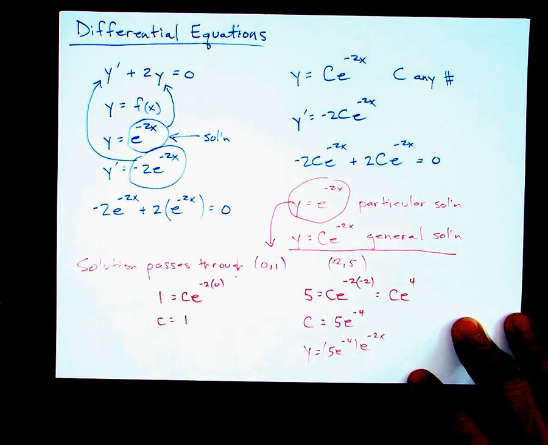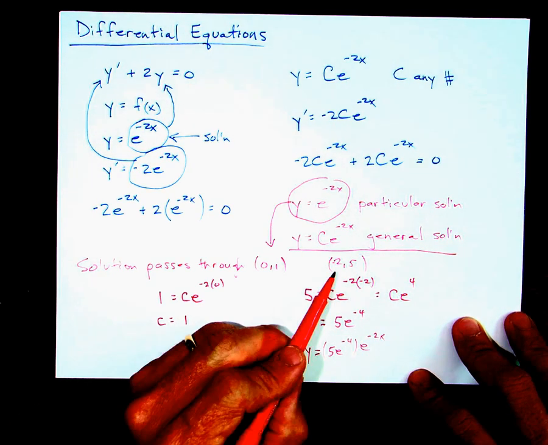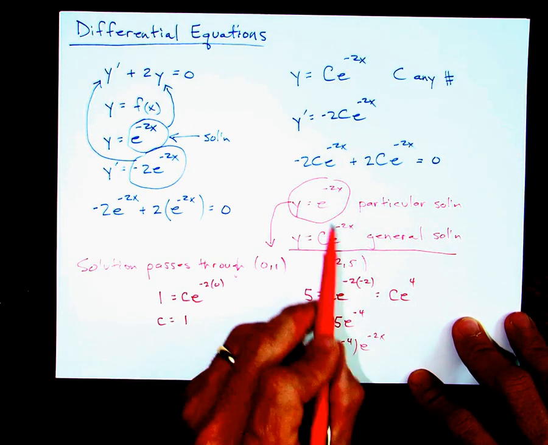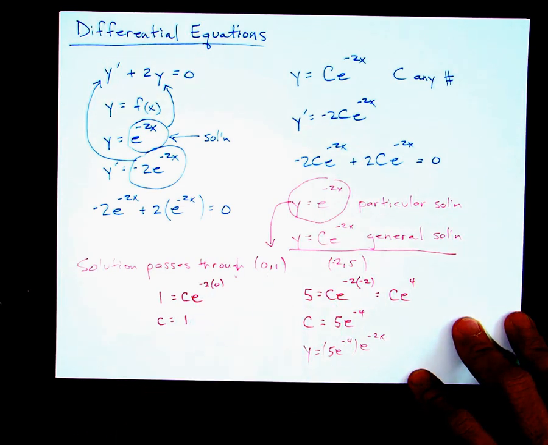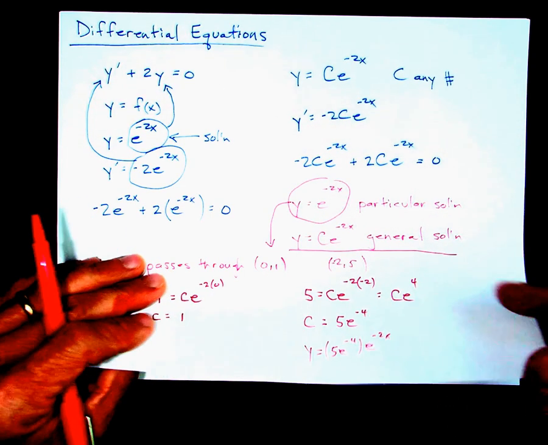That would be my particular solution that passes through this point, -2, 5, where this particular solution passes through a different point, 0, 1. So let's maybe talk about what that means graphically. What do we mean by it passes through a particular point? Why does one of them pass through one point and another one passes through a different point?